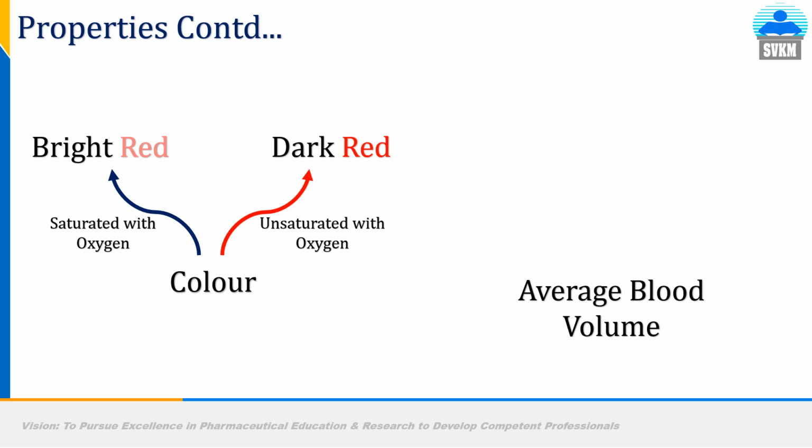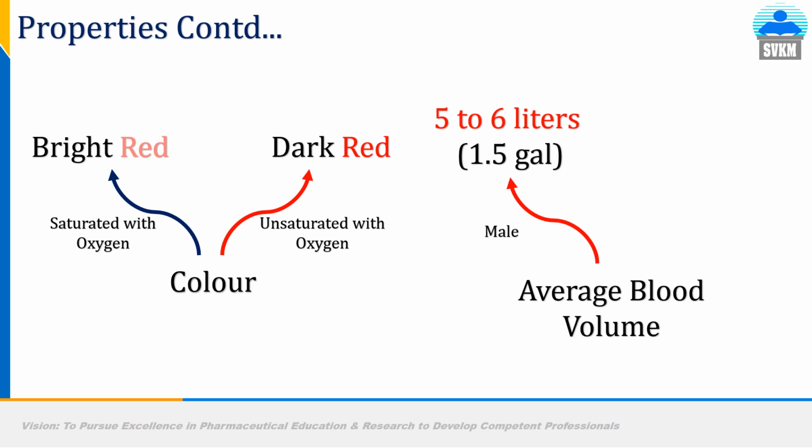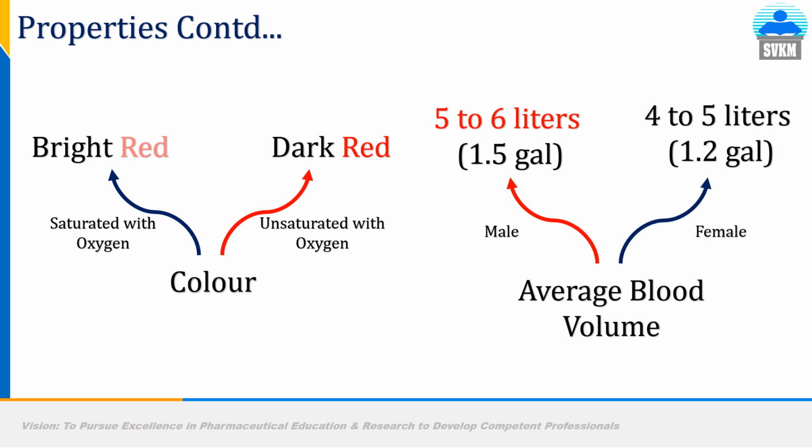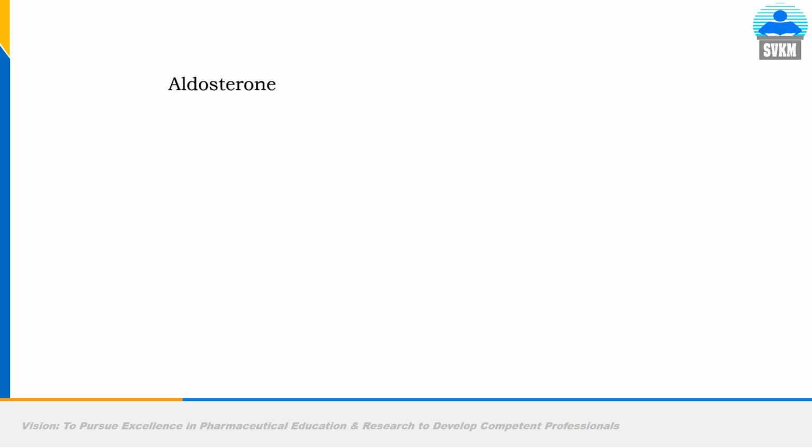Now the average volume of blood is different in the sexes. In case of males, the average blood volume is about 5 to 6 liters, whereas in case of females, it is 4 to 5 liters. So there is a slight difference in the average blood volume in males and females. It is because of the difference in size.